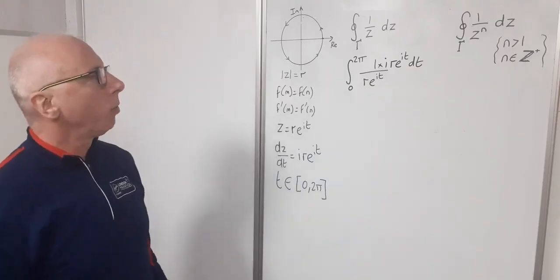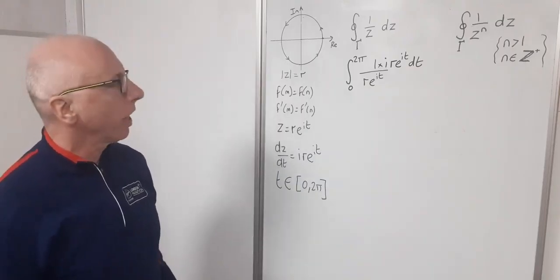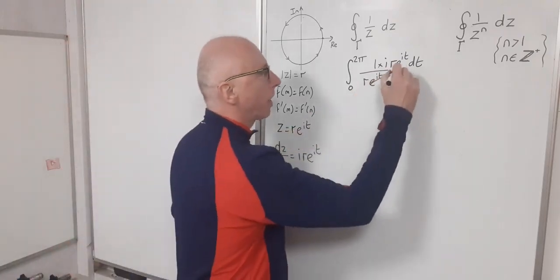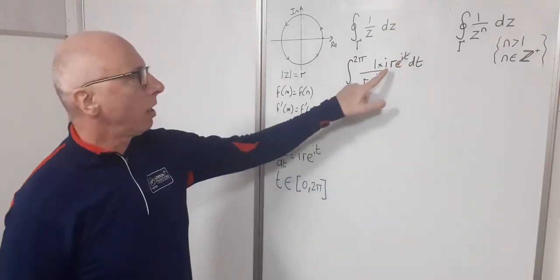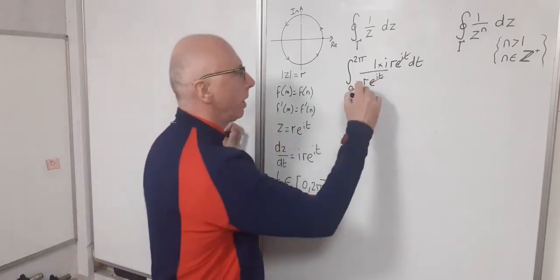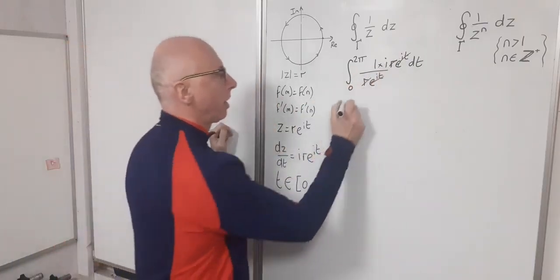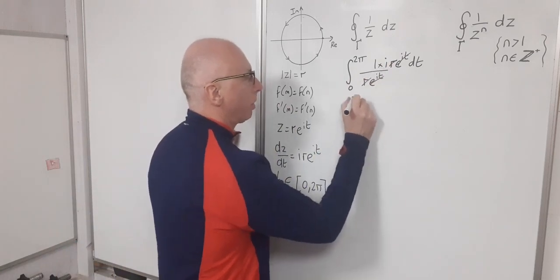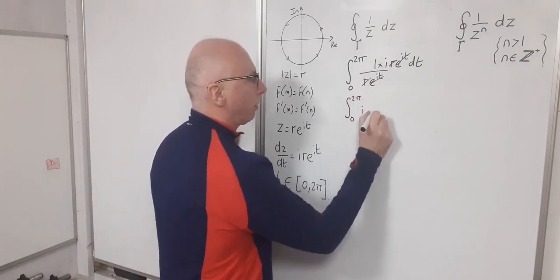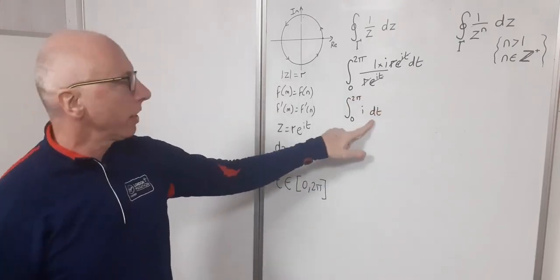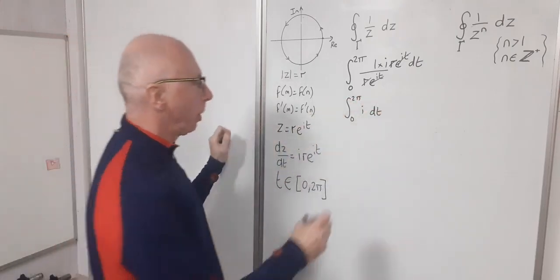Okay, now what can we do now? Well, there's a lot of simplification we can do there. We've got e to the it in numerator and denominator, and we've got our r for our radius in numerator and denominator. So we're just left with 1 times i, which gives us i. That leaves us a nice integral to be dealing with: the integral of i with respect to t. So that just gives us it calculated from 0 to 2 pi.